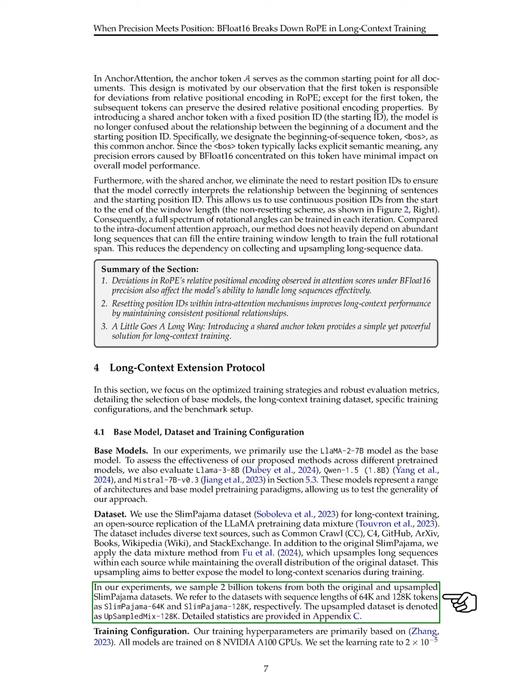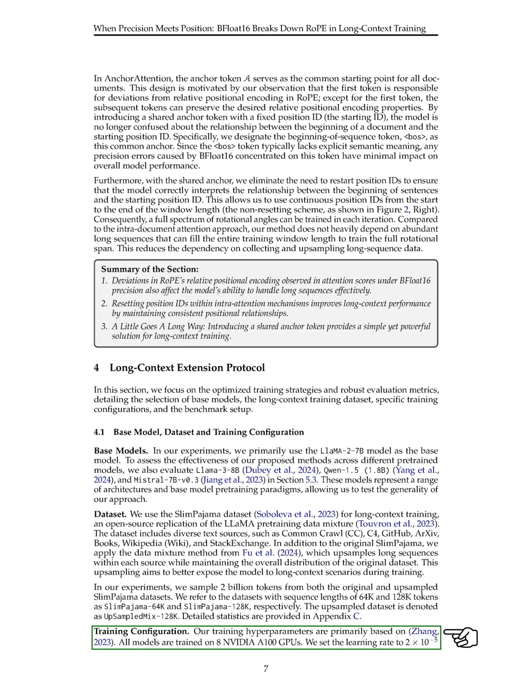We sample 2 billion tokens from both the original and upsampled SlimPajama datasets, referring to them as SlimPajama64K and SlimPajama128K based on their sequence lengths. The upsampled dataset is called UpsampledMix128K. Our training hyperparameters are based on established guidelines.